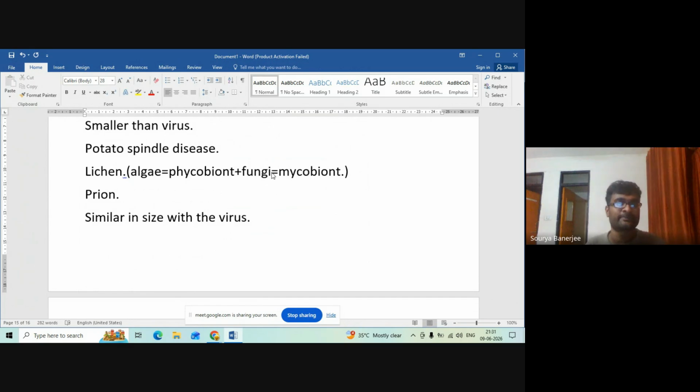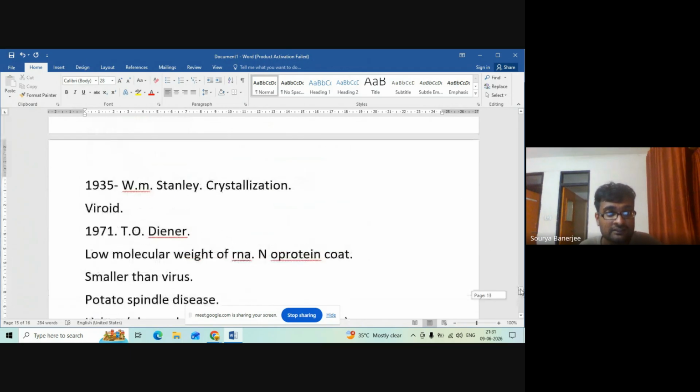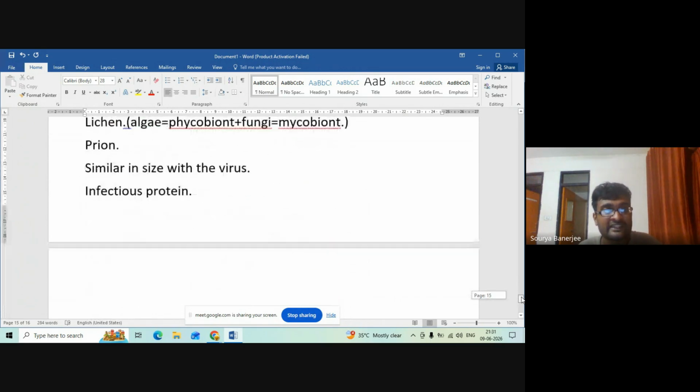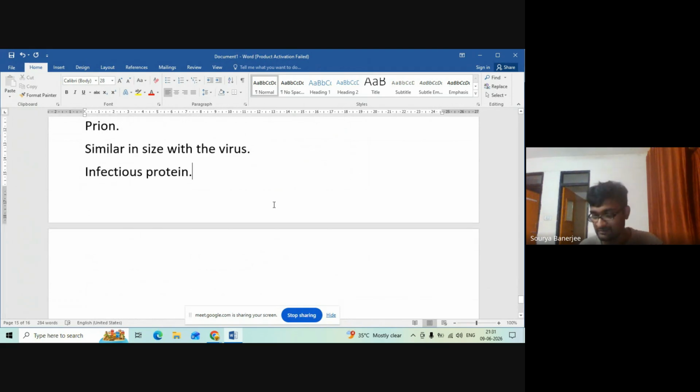The last one is prion. I already told one character, that it is similar in size with virus. It is an infectious protein. Please remember, viroid is an infectious low molecular weight RNA, but prion is an infectious protein compound. There is no RNA or DNA. And last, what are the two examples of prion? This will conclude our chapter.